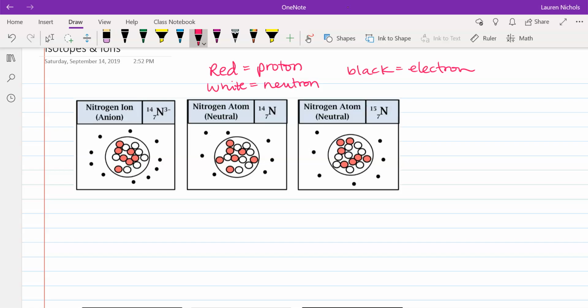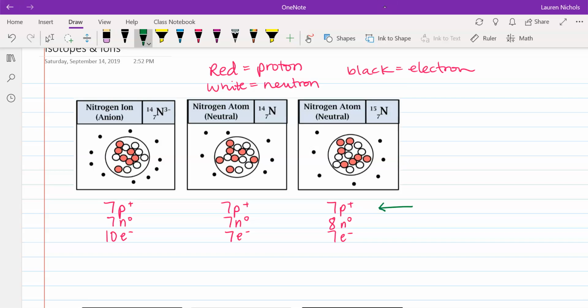That's the key. And so here for our protons, we have 1, 2, 3, 4, 5, 6, 7 protons. We have 1, 2, 3, 4, 5, 6, 7 neutrons, and we have 10 electrons. And in the middle atom, we have 7 protons, 7 neutrons, and 7 electrons. And in this far right atom, we have 7 protons, 8 neutrons, and 7 electrons. We're going to use this to model a few things that we need to understand.